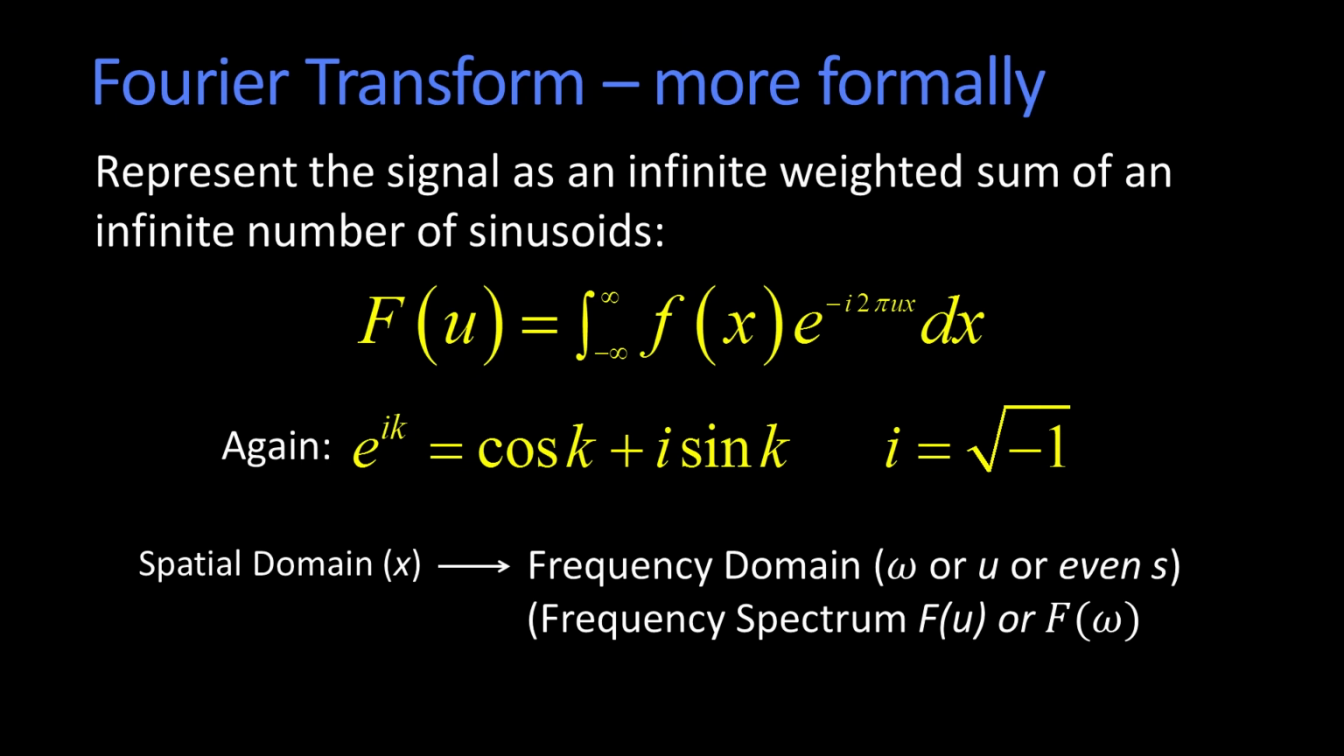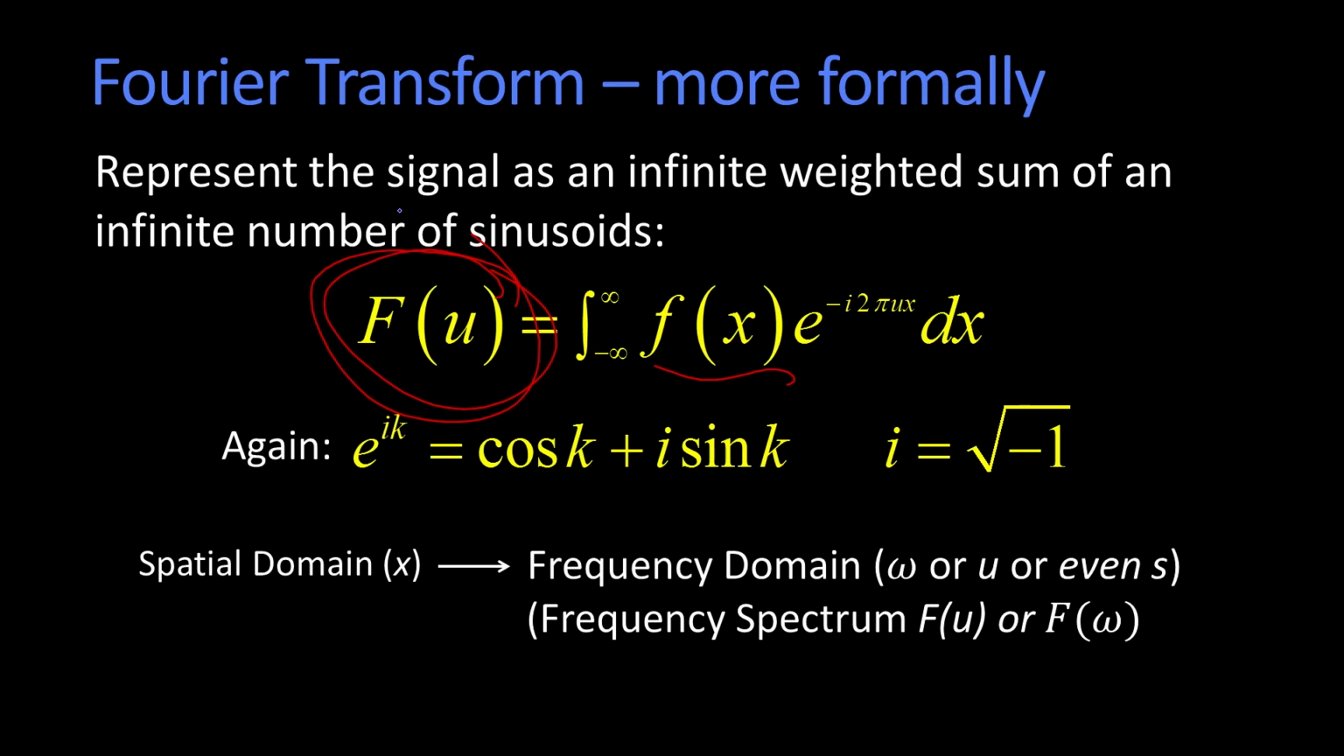So what the Fourier transform does is it converts from the spatial domain into the frequency domain. And the frequency domain is either written as omega, sometimes as u, as we're doing here, sometimes even s when you're talking about Laplace transforms and stuff like that. But the idea is that this cap F is the frequency spectrum, or I should say it's the frequency of f of omega. And we're going to talk about its magnitude in a minute, which is sort of what we refer to as the spectrum.